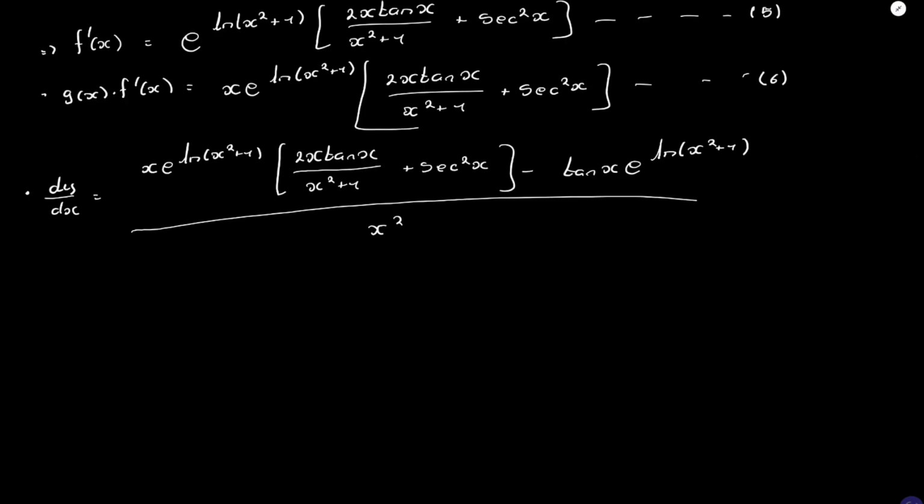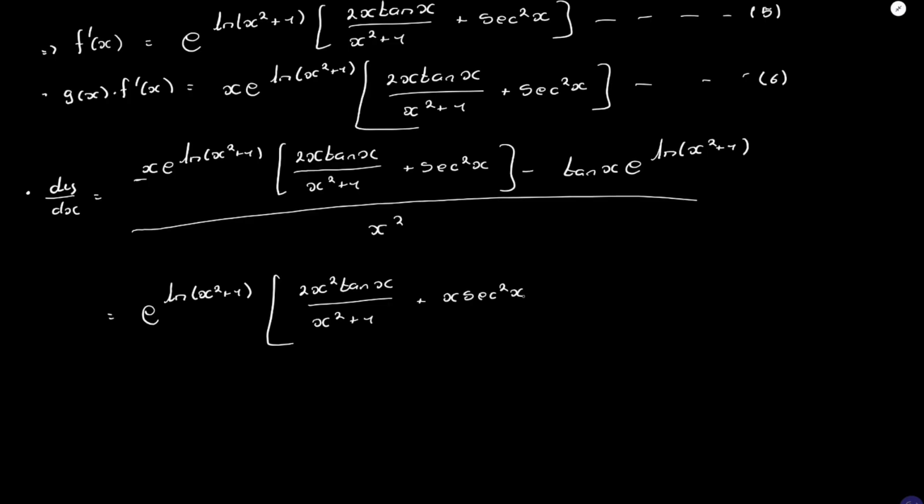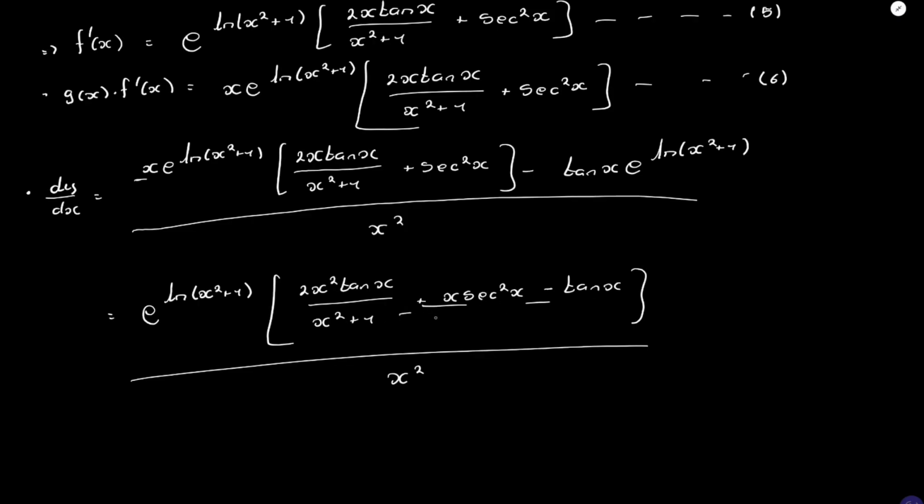The next thing we do is simplify, noticing that e to the ln of x squared plus 1 is common on both terms. We can factorize it out. E to the ln of x squared plus 1, in braces, this x is multiplied by both terms. We have 2x squared tan x on x squared plus 1 plus x sec squared x minus tan x, all divided by x squared. Now we can perform our common denominator on all of this, or simplify all of this.